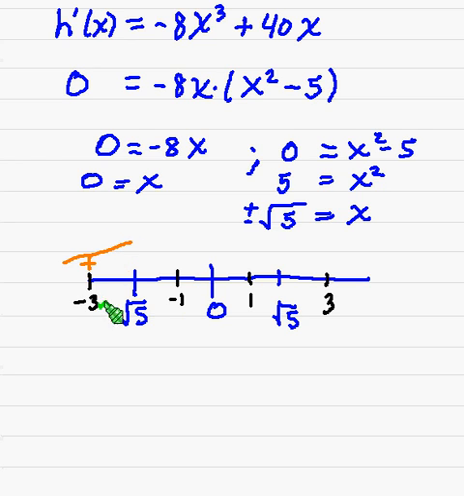Now I'm going to take negative 1 and plug it into the derivative. Negative 8 times negative 1 is positive. Negative 1 squared is 1, and 1 minus 5 is a negative number. So we have a positive number times a negative number. Therefore, it's negative. So this function is decreasing from negative square root of 5 to 0. And then we plug 1 in. We have negative 8, and over here we have a negative. A negative times a negative is positive. So it is increasing.